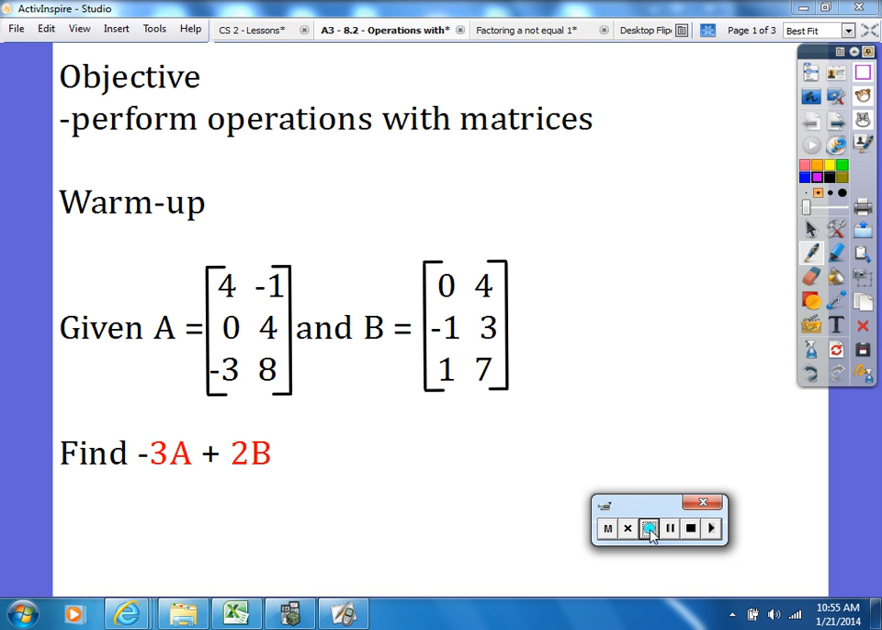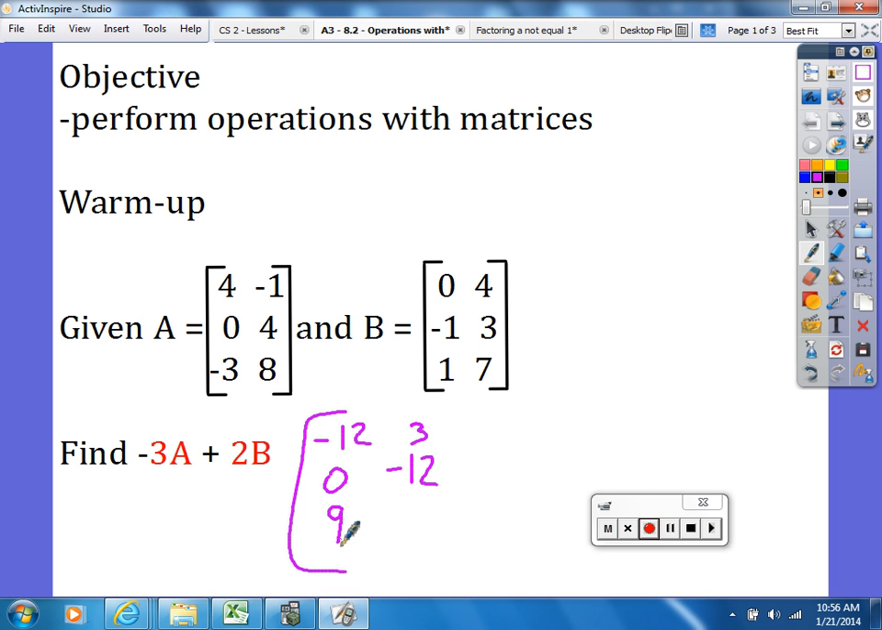Scalar. So a scalar is a number that gets multiplied in, right? So let's go ahead and multiply this in. -3 times 4 is -12. -3 times -1 is 3. -3 times 0, -3 times 4 again, -3 times -3, and -3 times 8.